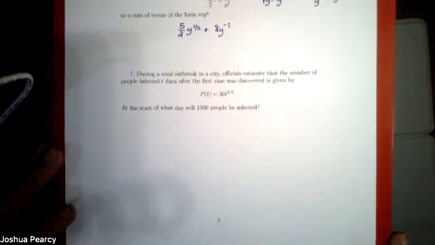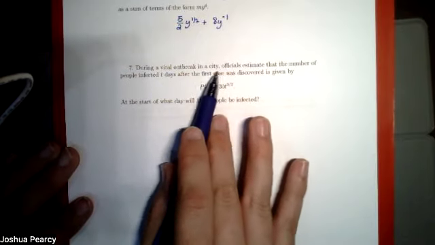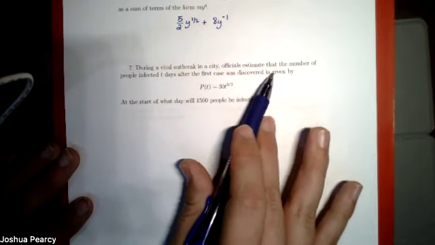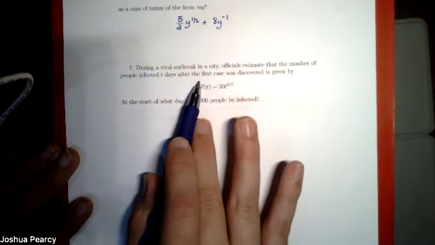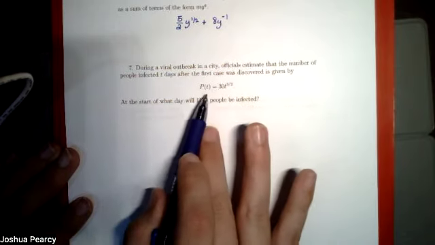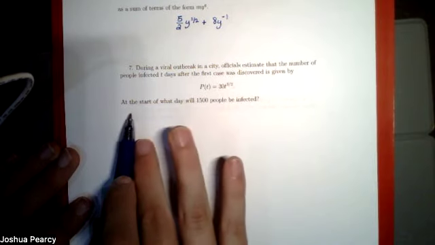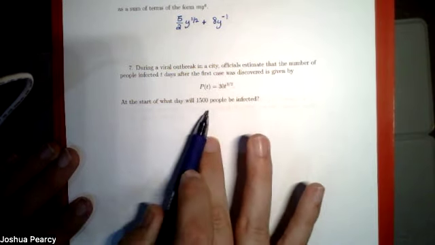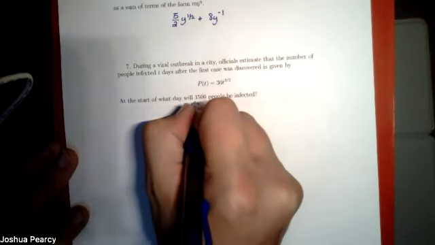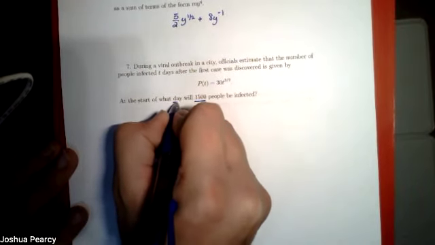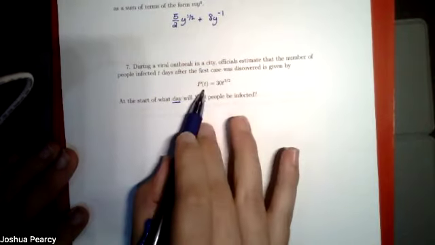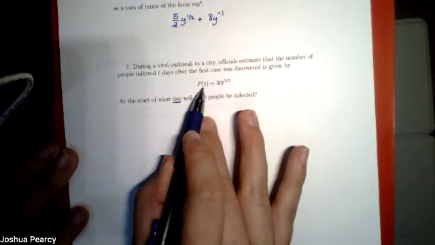So now this next one here is kind of an algebra type problem. It says during a viral outbreak in the city, officials estimate that the number of people infected t days after the first case was discovered is given by p of t is 30 times t to the 3 halves. It says at the start of what day will 1,500 people be infected? So this is a value of p of t, right? We want to know what day. So we're solving this expression when we set it equal to 1,500 for t.